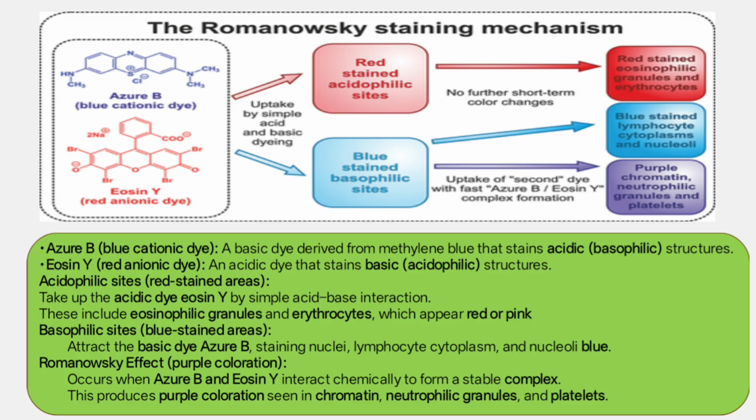Now here we can see that there are two types of components present in the Romanowsky stain. One is azure B, a blue cationic dye, which is like a basic dye derived from methylene blue, and that stains the acidic structures. Acidic structures can also be known as basophilic structures because they attract the basic dye. Whereas eosin Y is a red anionic dye. It is an acidic dye that stains the basic structures. Basic structures can also be called acidophilic structures.